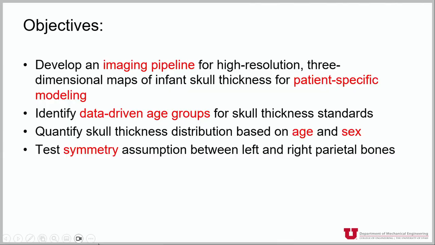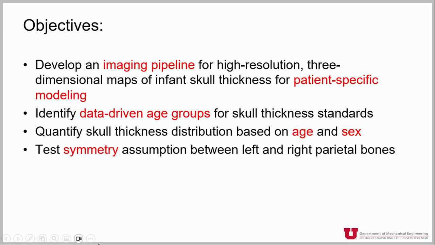And so the objectives of the study that I'm presenting here are, first of all, to develop an imaging pipeline. Can we take CT images of infant skulls and automatically extract the skull thickness distribution in a high-resolution manner? That was one of our goals. Also, if it turns out that skull thickness plays a huge role and we can't find age groups to cluster, then we need a pipeline to look at skull thickness distribution in everyone, right? And to do individual simulations. So this would help us develop that kind of backup plan if we need it.